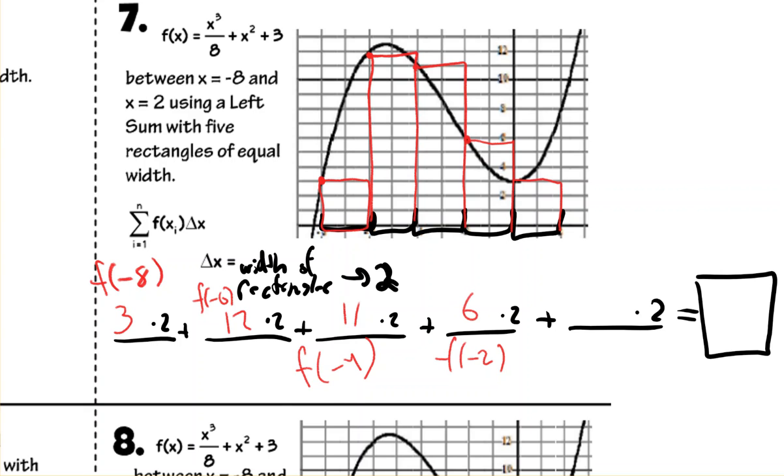And finally, this one comes from the y value when x is 0. Plug in 0 and we would get what? 3. 0 plus 0 plus 3 is 3.